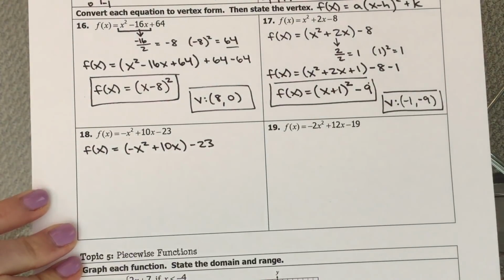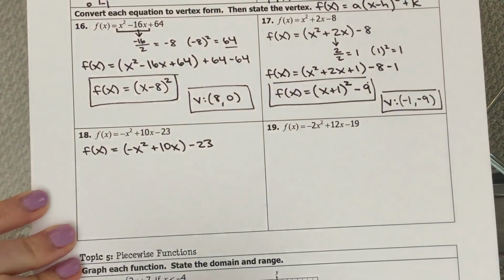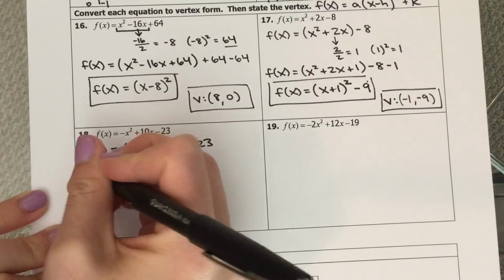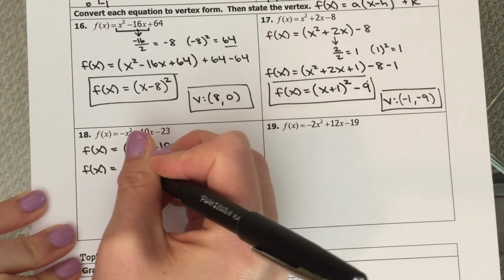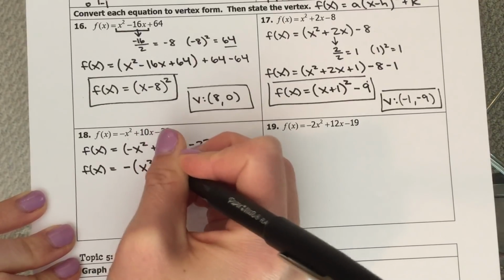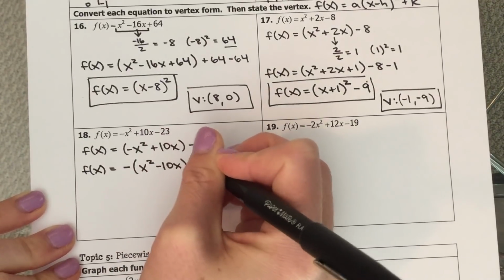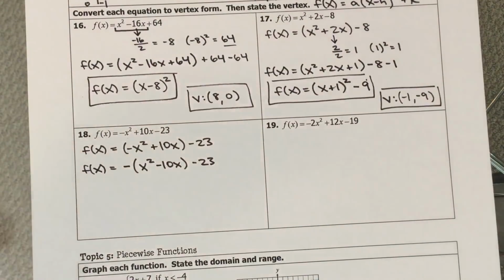Step 2, we finally get to use, if a isn't 1, factor it outside. So a is negative 1. So we factor that negative 1 outside. So this is now a positive x squared. This is now a negative 10x. Okay, so we did step 2.